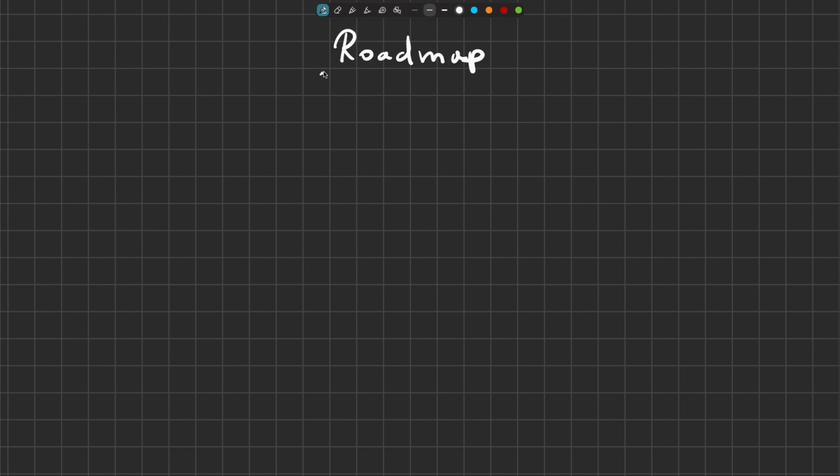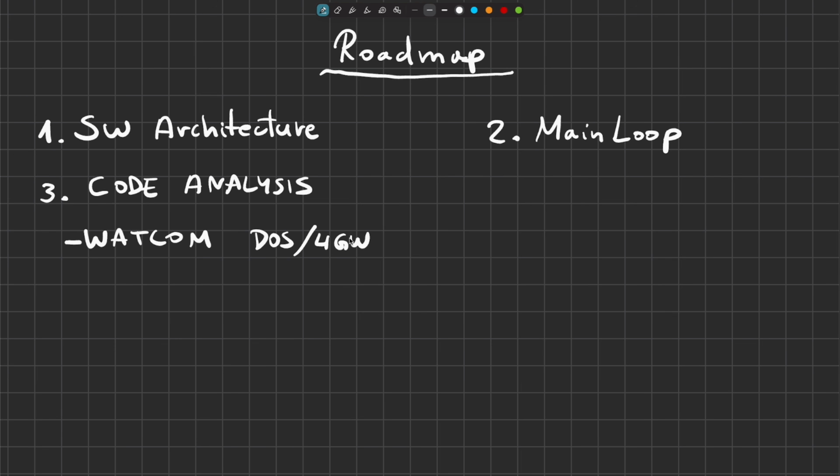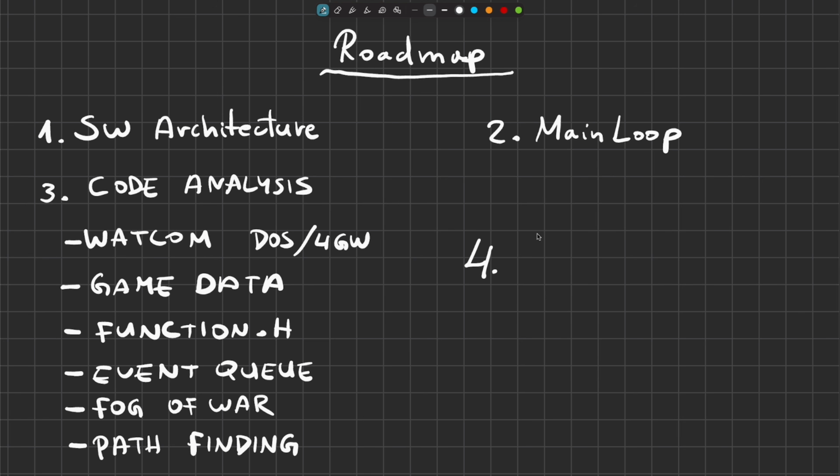Here's the roadmap of the video. First, we're gonna talk about the architecture of the game, black box and white box. Then we're gonna unroll the main loop. Then I'm gonna do 6 technical breakdowns, starting with the less difficult ones and then increasing the complexity with each chapter. We're gonna cover the Vodcom compiler and thus 4GW runtime, the game data assets coupling to the engine, the header file Function.h, the event queue system single player and multiplayer, with lockstep netcode, the fog of war mechanics, and pathfinding. And then I'm gonna draw some conclusions.